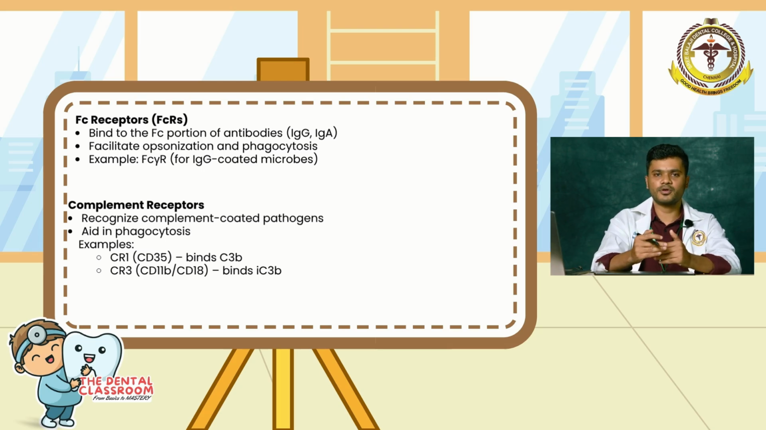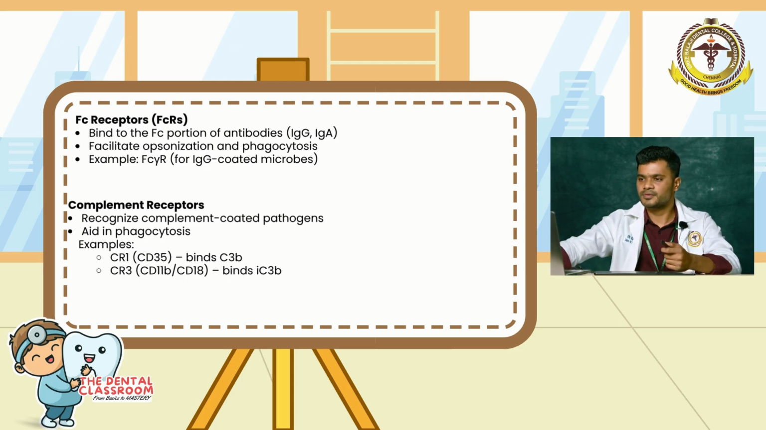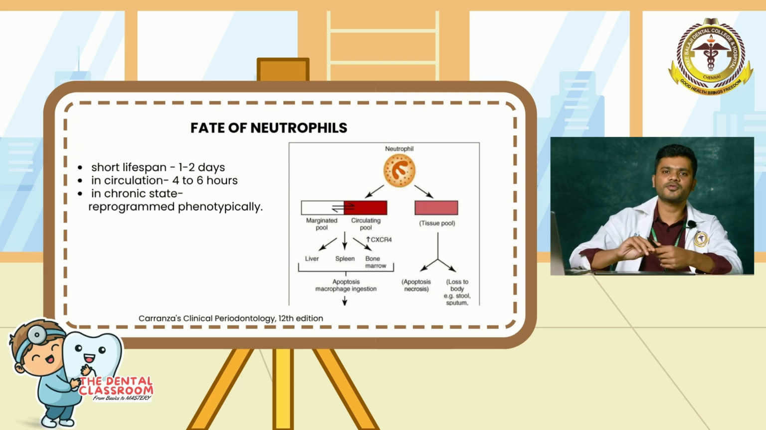From the end of this receptors discussion, you have to know a single key point: the receptor is mainly important for receiving the signal and informing the neutrophils that they are needed for the infection, to get rid of it. So this is the importance of these receptors. So next, the fate of neutrophils.